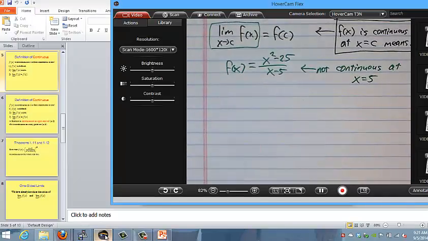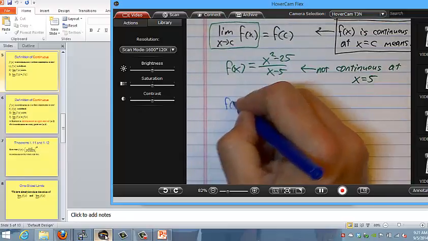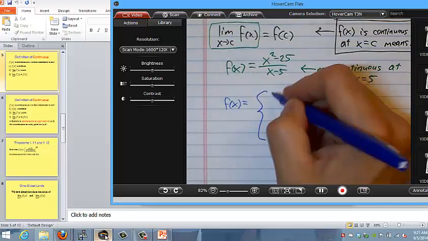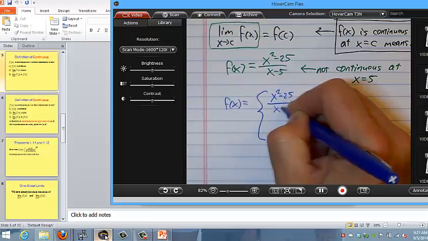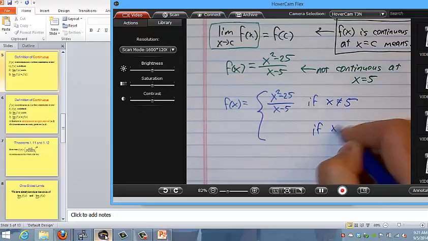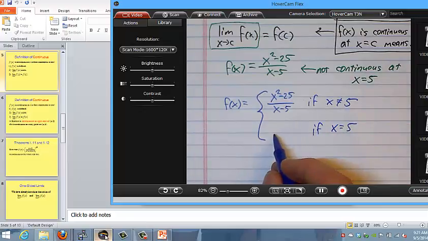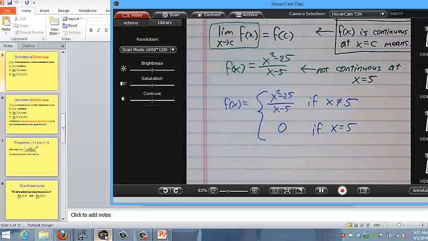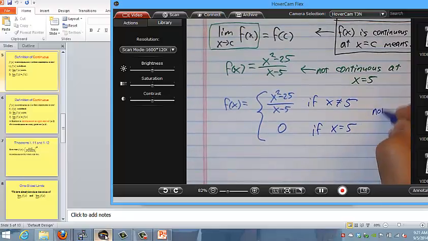We could say, hey, f of x equals, and this is what's called a piecewise defined function. I could say x squared minus 25 over x minus 5 if x does not equal 5. But then what I'll do is I'll say if x equals 5, I'll make it equal to something. I'll make it equal to 0, let's say. This guy is also not continuous at x equals 5. Why is it not continuous at x equals 5?